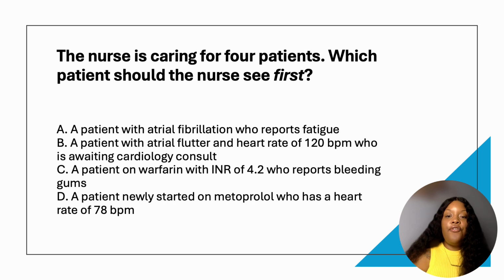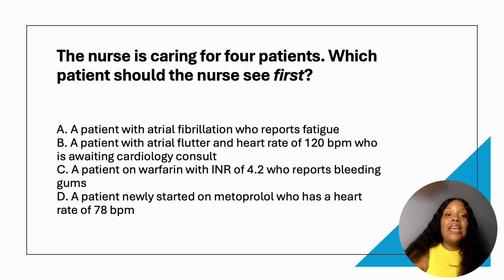The nurse is caring for 4 patients. Which patient should the nurse see first? Is it A, a patient with atrial fibrillation who reports fatigue? B, a patient with atrial flutter with a heart rate of 120 beats per minute who is waiting for a cardiology consult? C, a patient who is on warfarin with an INR of 4.2 who reports bleeding gums? Or D, a patient who is newly started on metoprolol who has a heart rate of 78? So I'm going to give you some time to think about it.